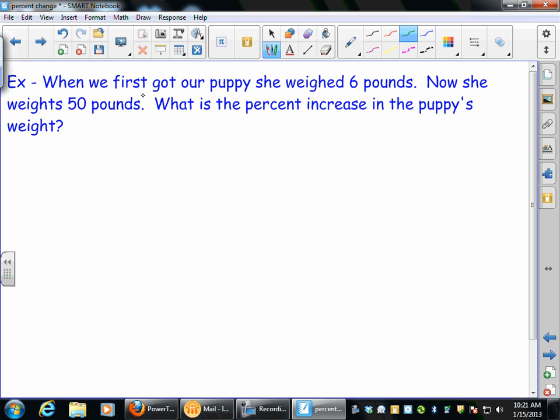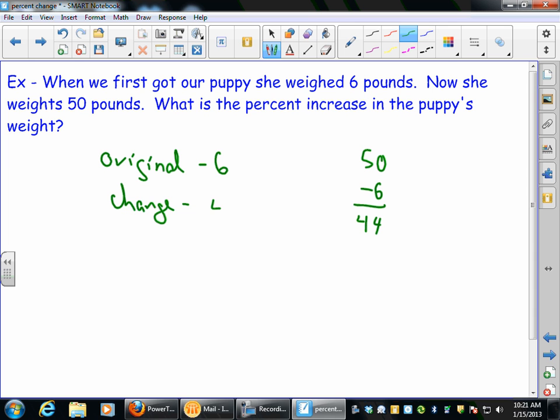So here's another one. When we first got our puppy, she weighed 6 pounds. Now she weighs 50 pounds. What's the percent increase in the puppy's weight? Okay, so the original was she weighed 6 pounds. How much has her weight changed? Well, she's up to 50 now. She was 6. If I subtract those, that's 44. So her weight changed 44 pounds.